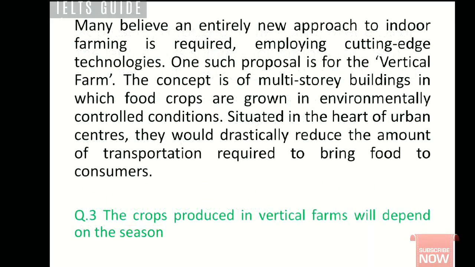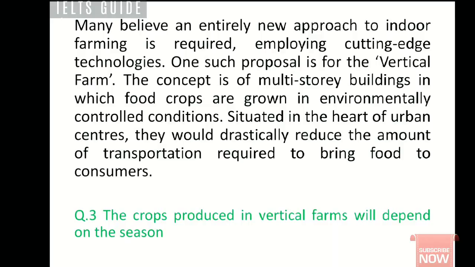The crops produced in vertical farms will depend on the season. Okay, they are saying that the crops produced in the vertical farm depend on the season, right? Some season like monsoon, winter, summer, any kind of season. Now read the passage. Many believe in new opportunity for vertical farm. The concept is the multi-story building in which food crops are grown in environmentally controlled condition.